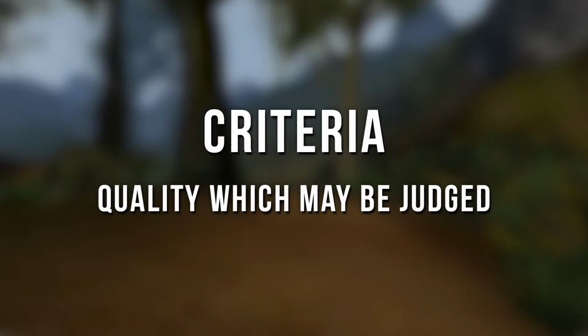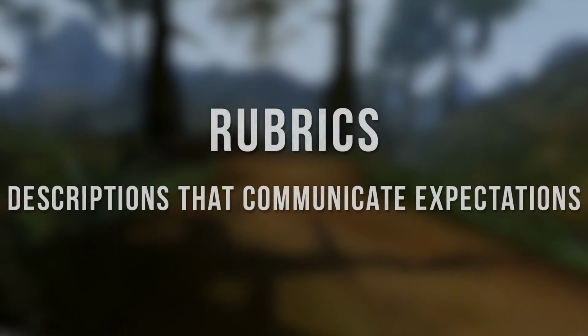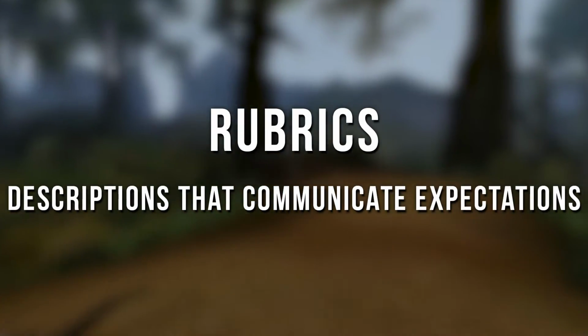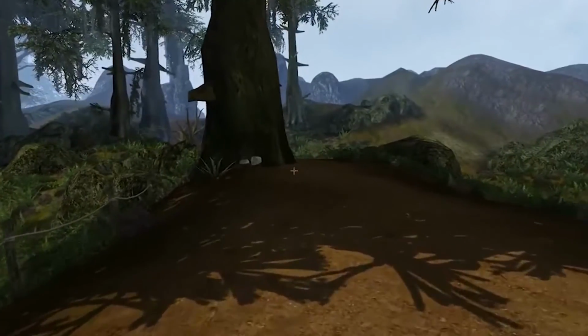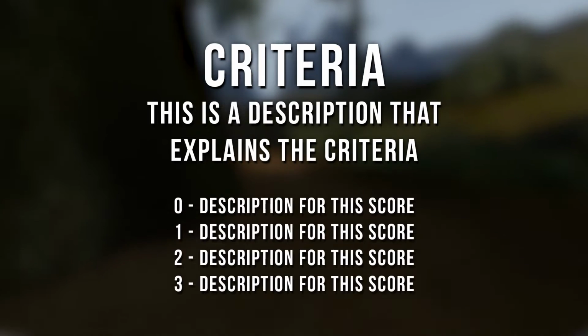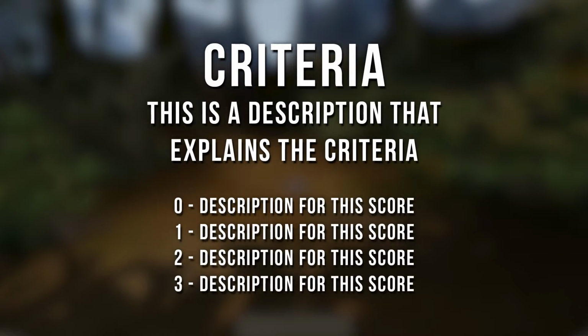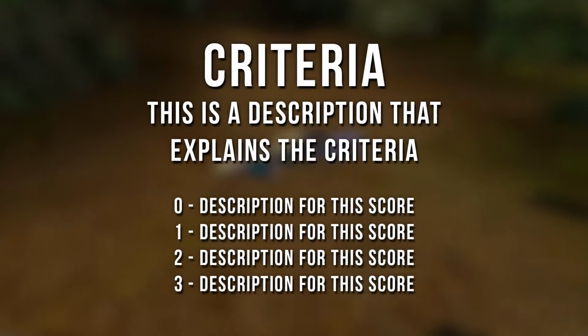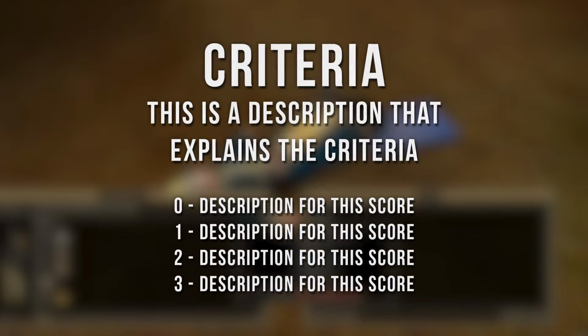So first, a criteria. A criteria is a quality which may be judged. And rubrics are descriptions that serve as a means of communicating expectations. Now, there are a million ways to do this, but this is how I'm going to do it for demonstration purposes. Each criteria has a description and 4 possible scores, 0 to 3. And each score, in turn, has its own description within that criteria. This creates a rubric or description-based system around the qualities of a game that are going to be judged.